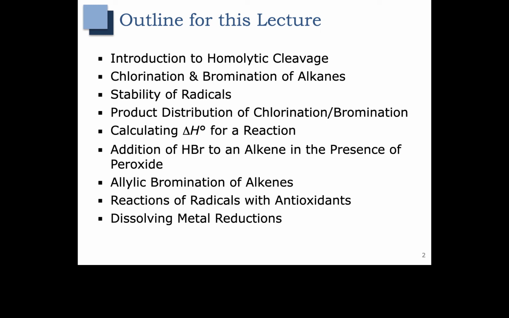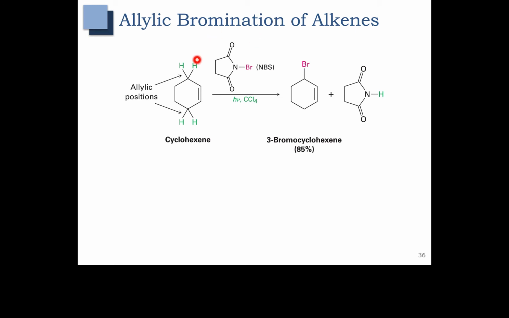In this video, we're going to talk about allylic bromination of alkenes using NBS. NBS stands for N-bromosuccinimide. NBS has a weak nitrogen-bromine bond that can cleave in the presence of light and form two radicals, a radical on the nitrogen and bromine radical. NBS then reacts with allylic or benzylic positions to give allylic or benzylic bromines.